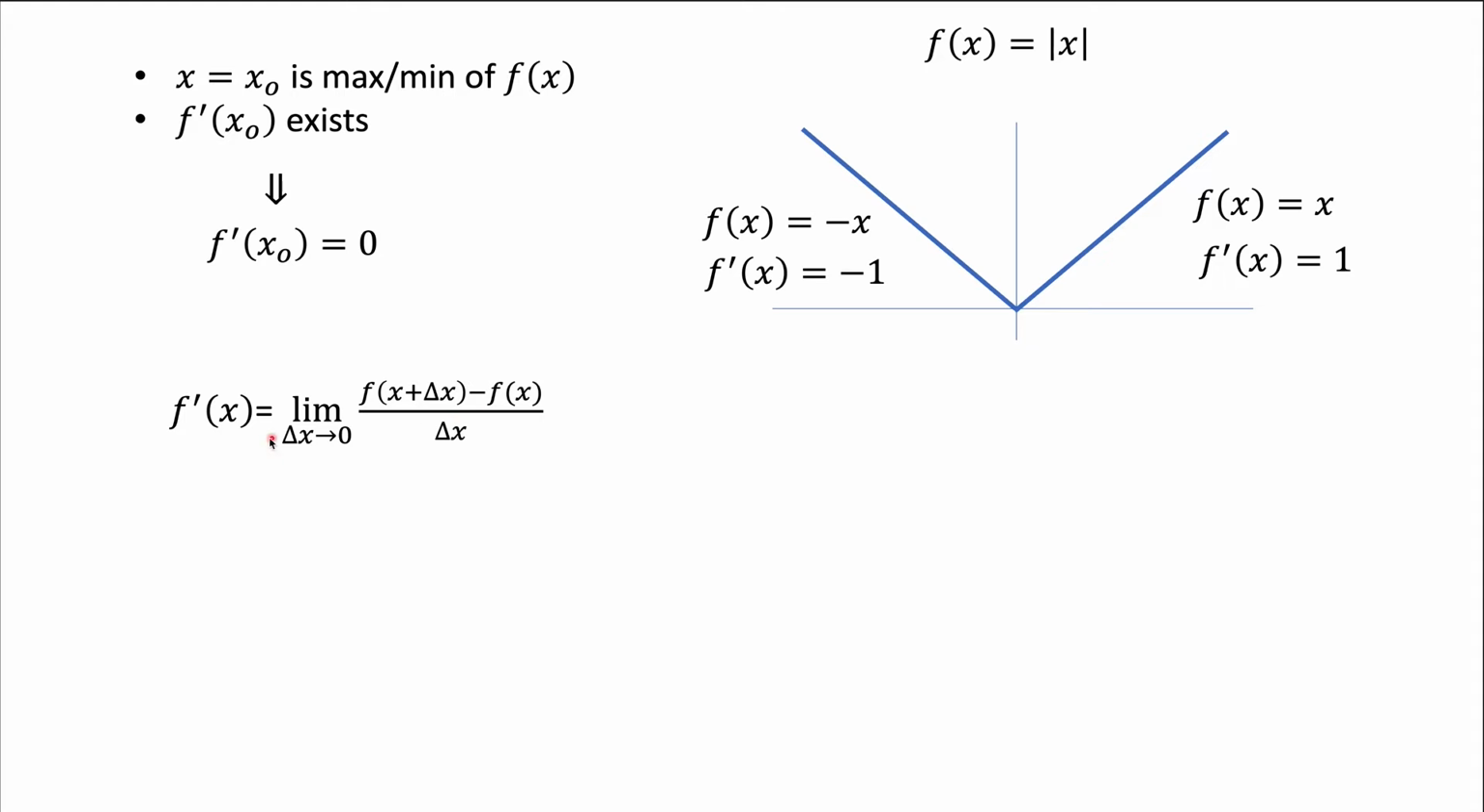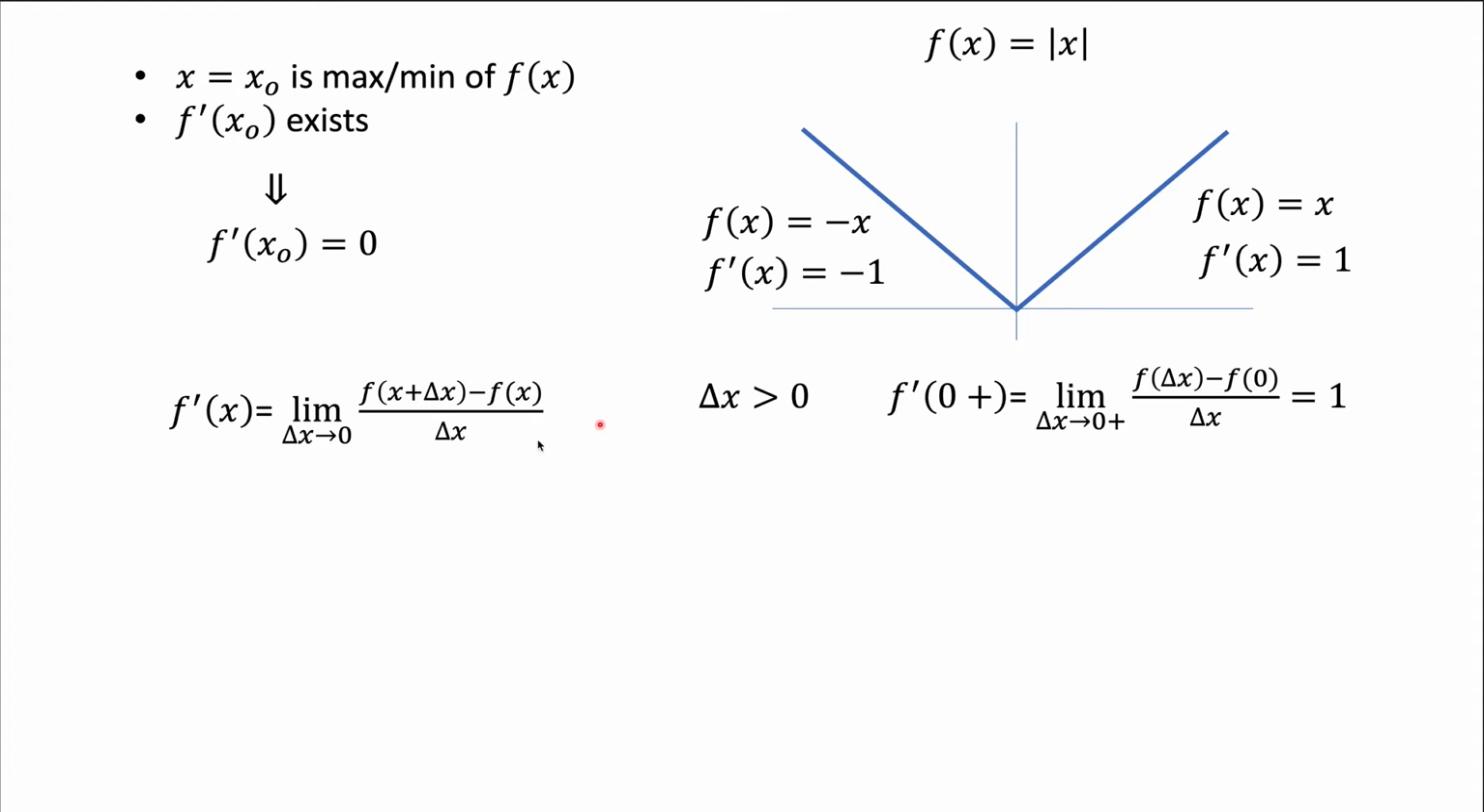To have a derivative, this limit has to exist for both delta x positive and delta x negative. And that limit has to coincide on both sides. Otherwise, we'll say there's no derivative, if the limit on the left and the limit on the right do not coincide. So let's see what's happening.